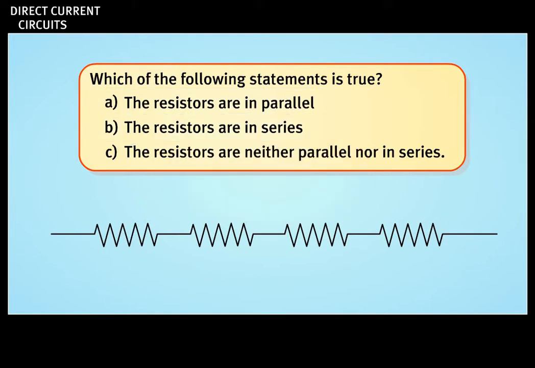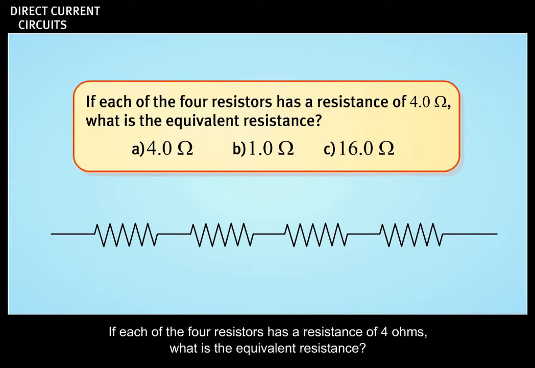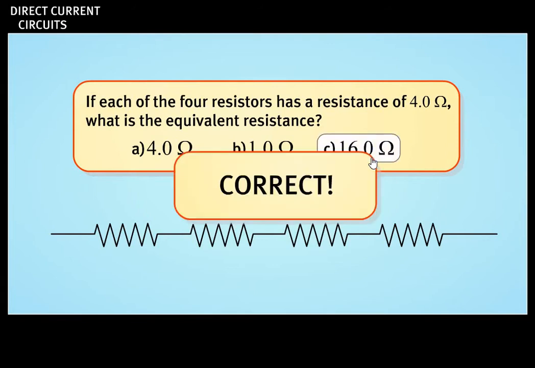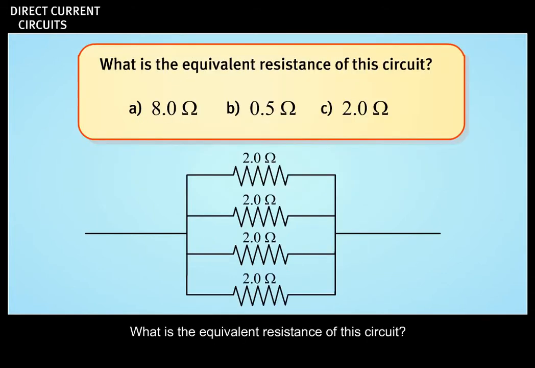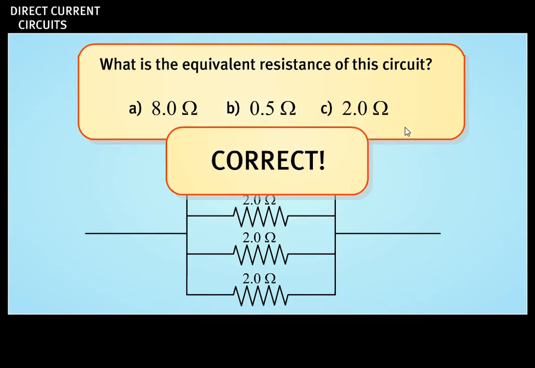Correct. If each of the 4 resistors has a resistance of 4 ohms, what is the equivalent resistance? Correct. How would you connect a second resistor to this circuit to decrease its resistance? Correct. What is the equivalent resistance of this circuit? Correct.